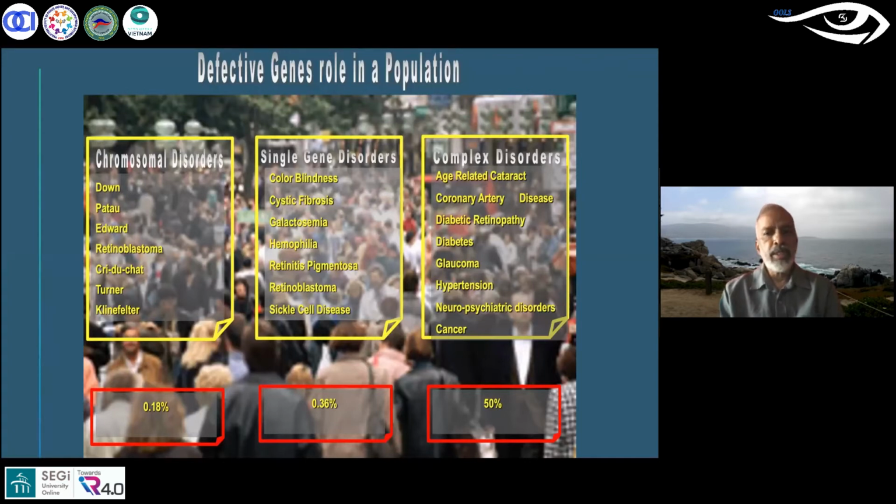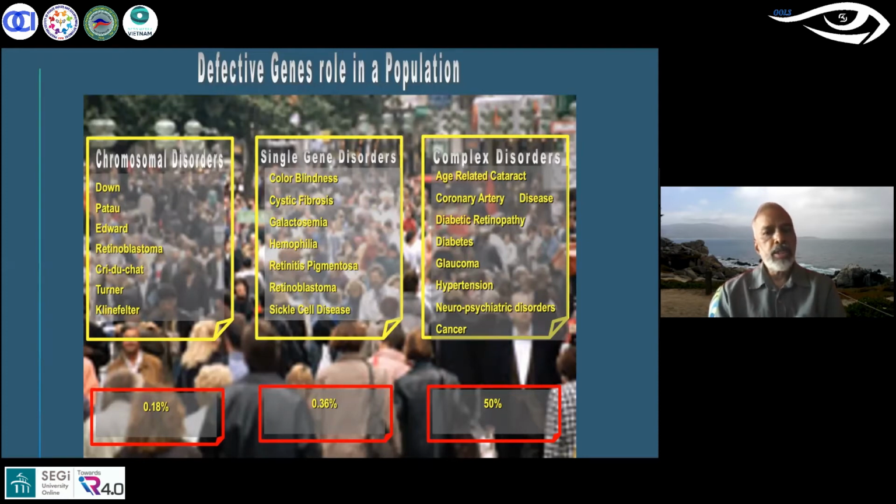That category of complex disorders are pretty prevalent in a population, whereas chromosomal, single gene, and the fourth category, mitochondrial disorders like LHON, or Leber hereditary optic neuropathy, these three categories are seen more often in a tertiary hospital rather than in your own family or your neighbors or your friends or your classmates and so on.